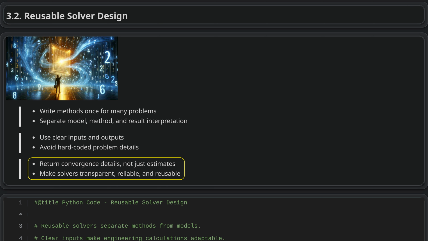A reusable solver should report more than the final answer. It should also show whether it converged, how many iterations it used, and how closely it met the tolerance, so users can judge the result's reliability. This transparency matters in professional applications where an answer may affect safety or cost, and it helps make the solver easier to validate, maintain, and integrate into larger systems.